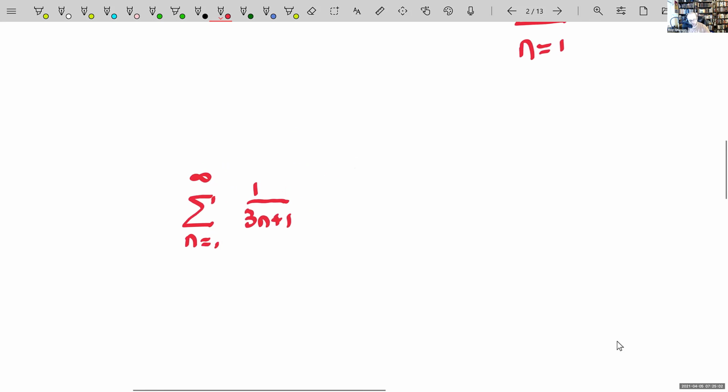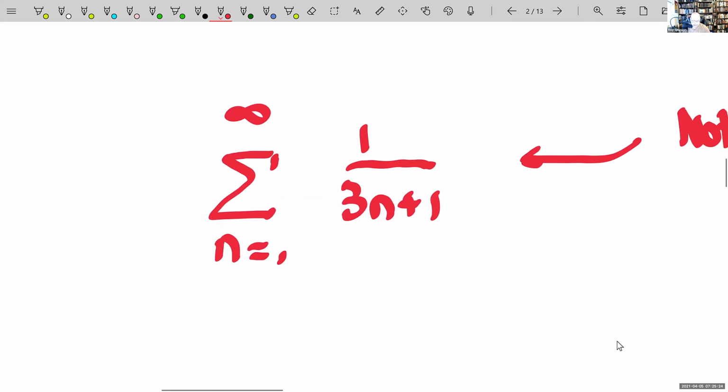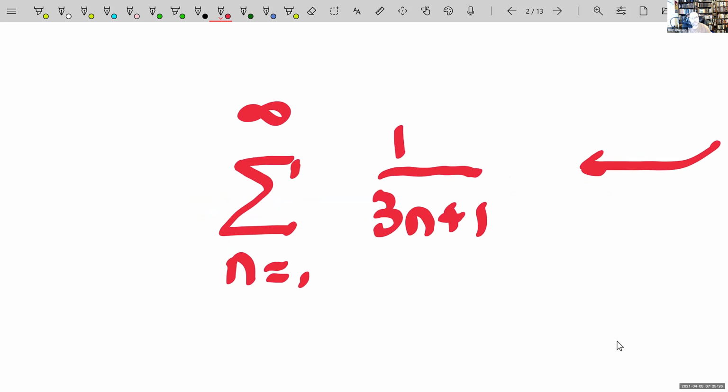So I just want to note here that this is not a harmonic series. Or I shouldn't even say a, I should say the. It is not the harmonic series. And so you cannot say this diverges because it's the harmonic series. It's not. So for right now, all we can do is kind of beg to use the integral test, basically to trade this out for an integral.